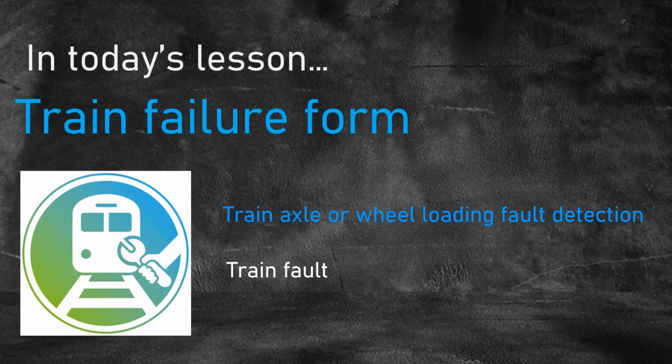There are two types of incidents that you can add as the main event in the sub-event section of the train failure form. These are train fault and train axle or wheel loading fault detection.